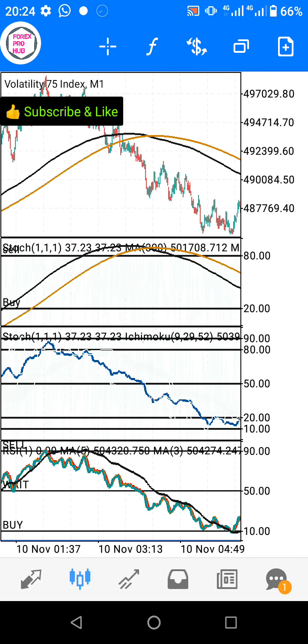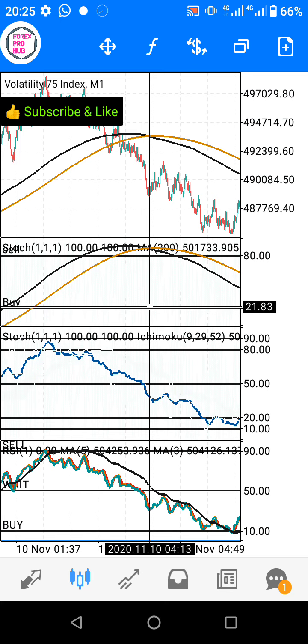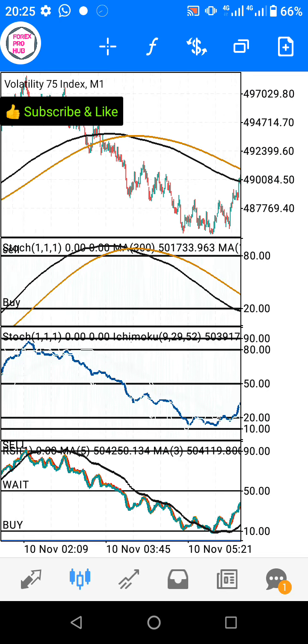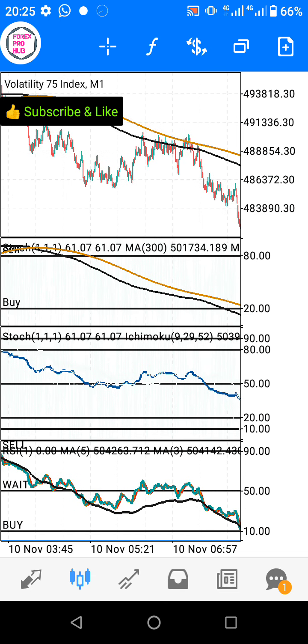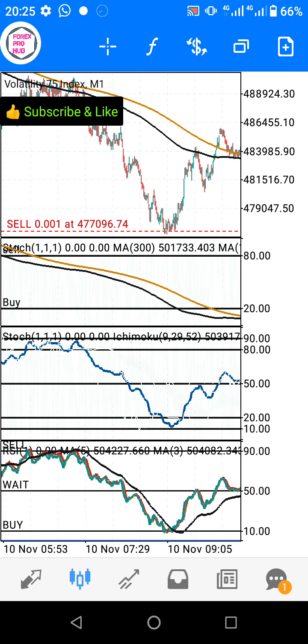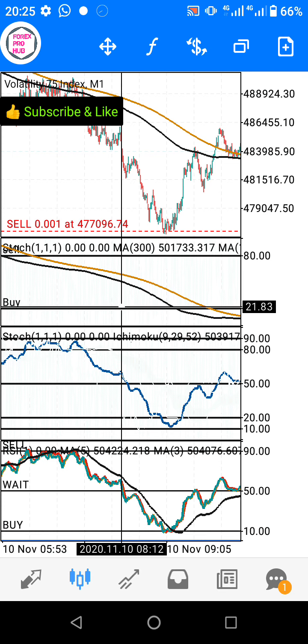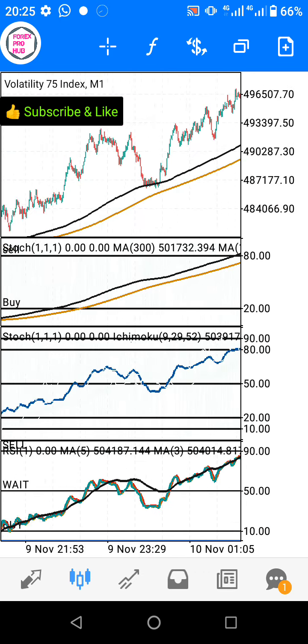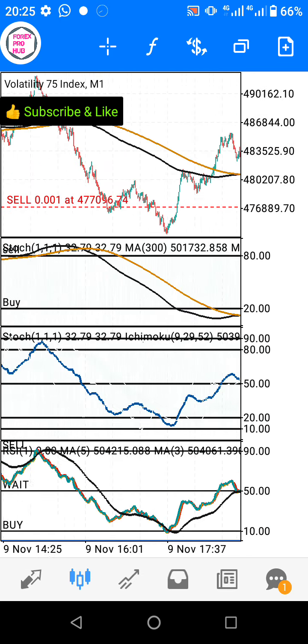Now let me see another example. Look at it here. If you pick a sell entry from here when the crossover happened, see what would have happened. The market sells, continues selling, goes down, and this is when it touches. At this point, you go out of the market. When you see it has touched the line here, go out of the market. So that is exactly how to scalp VIX 75.